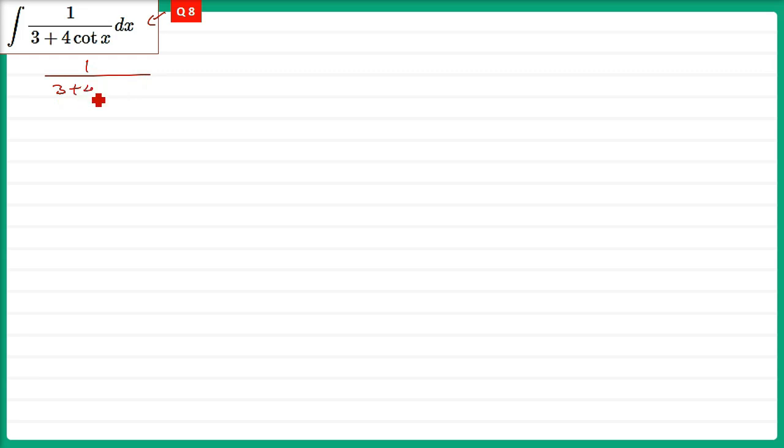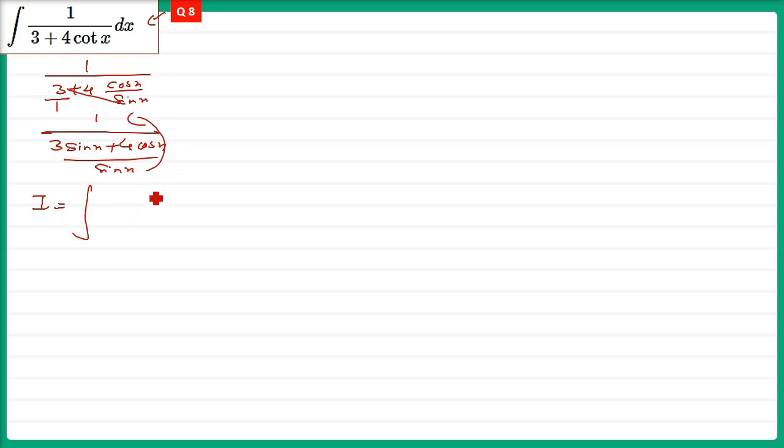What we'll do is we'll convert this cot x into cos x by sin x. Wherever it is tan x, you just convert it into sin x by cos x. That is the approach. Now take the LCM of the denominator, 3 sin x plus 4 cos x. This sin x, which is in the denominator, goes up. Denominator of the denominator, it goes up. So we'll get sin x divided by 3 sin x plus 4 cos x, with 3 sin x plus 4 cos x in the denominator.